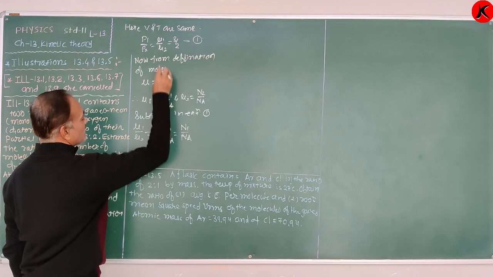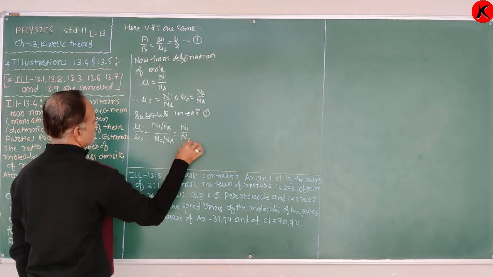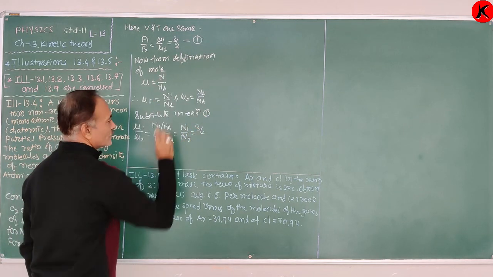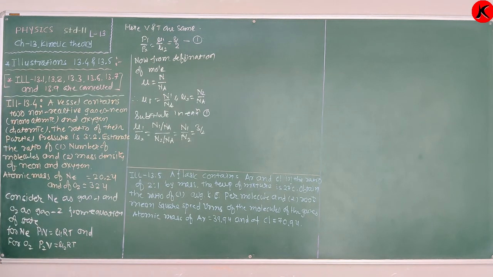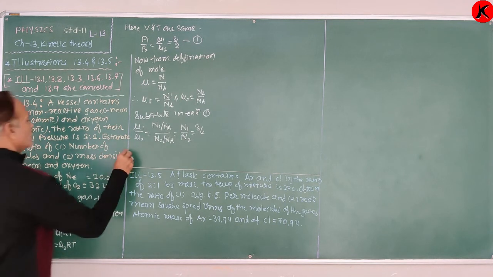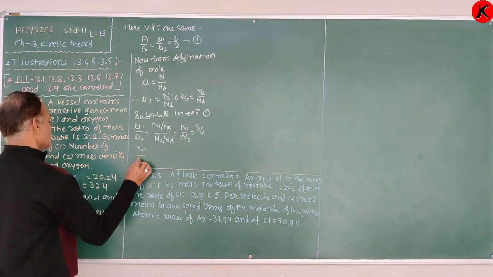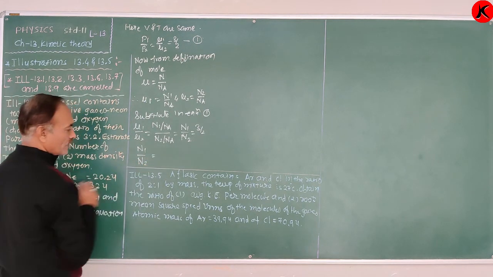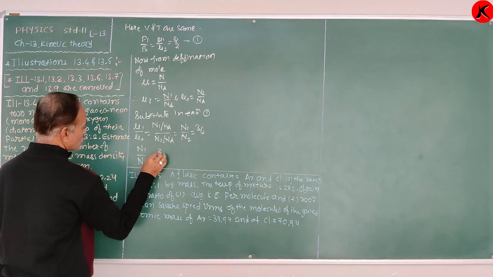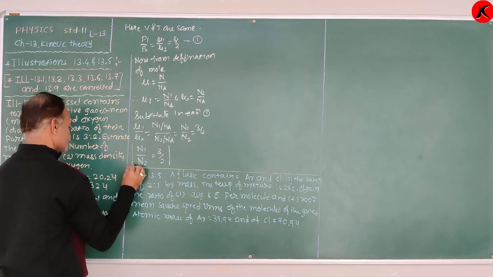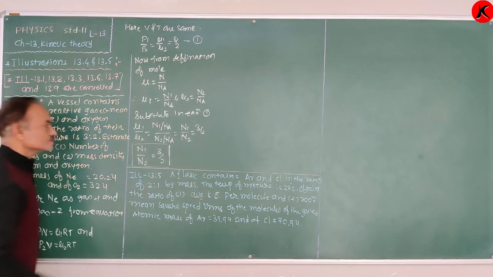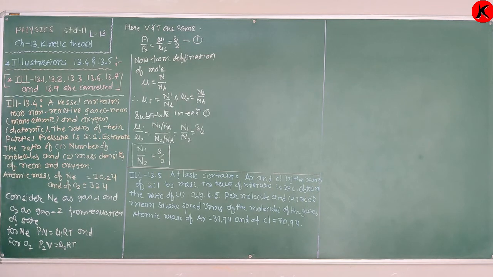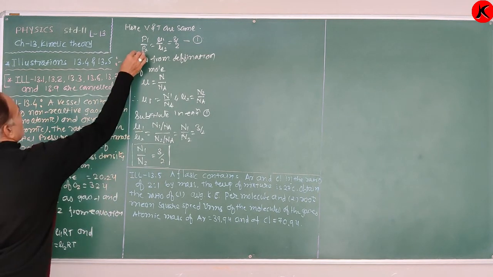But this ratio is given as 3 by 2. So our first answer is that the ratio of the number of molecules N1 upon N2, that means the number of molecules in neon to the number of molecules in oxygen, is also 3 by 2. That is our first part.